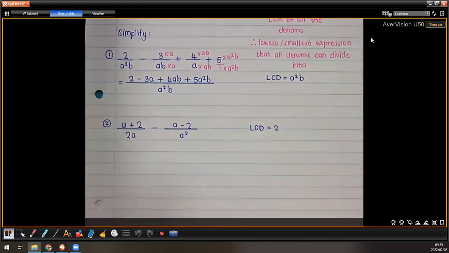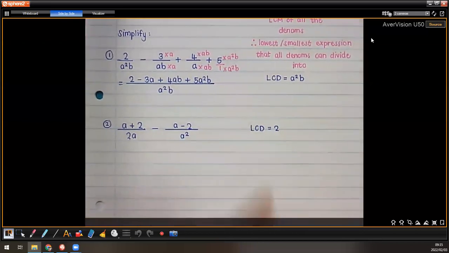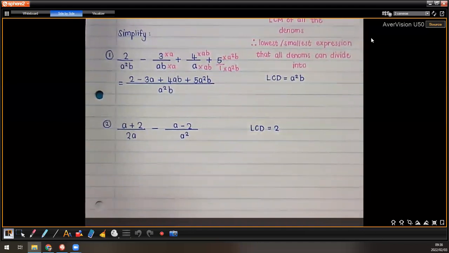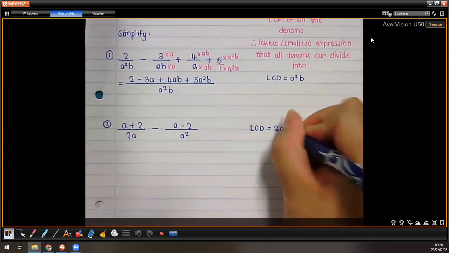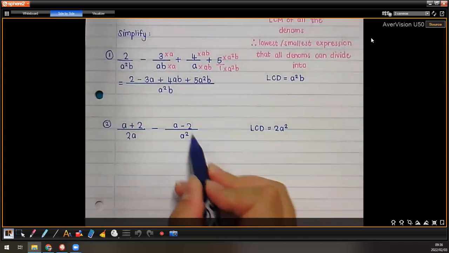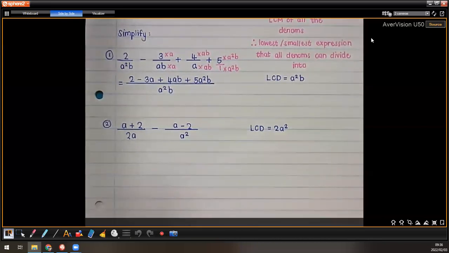I suggest first looking at the numbers. In this case, there was just one number, so the LCD will just have that number. But if you have multiple numbers, first figure out what the lowest common multiple of the numbers will be. Then you do the variables. How many different letters do I see there? Only one, a. But what is the highest exponent of a? 2. So a squared has to be in my LCD. Otherwise, that a squared is not going to divide into this. Okay.